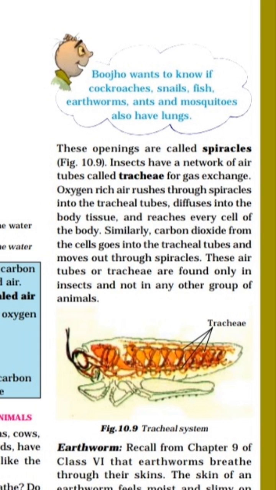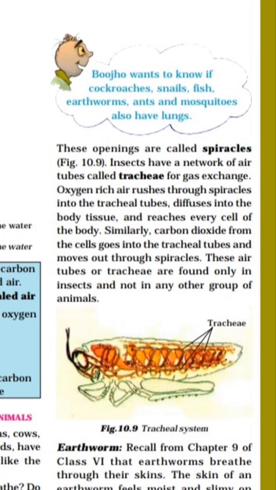Similarly, carbon dioxide from the cells goes into the tracheal tube and moves out through the spiracle. The cells use oxygen and prepare carbon dioxide, and this carbon dioxide goes from the cells to the tracheal tube and moves out through the spiracle. In the same way, in the breathing mechanism in human beings, we take oxygen-rich air, our cells use oxygen and produce carbon dioxide, and this carbon dioxide comes back into the lungs and passes out through the nasal cavity.